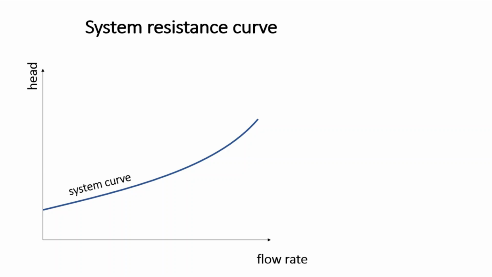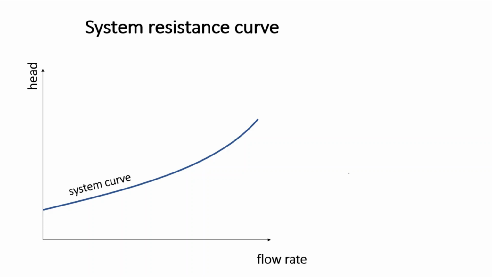So all these losses in the piping system are plotted as a system curve, which is also called system resistance curve. This curve consequently demonstrates how much head the pump needs to deliver to the liquid to overcome all the resistances in different flow rates.